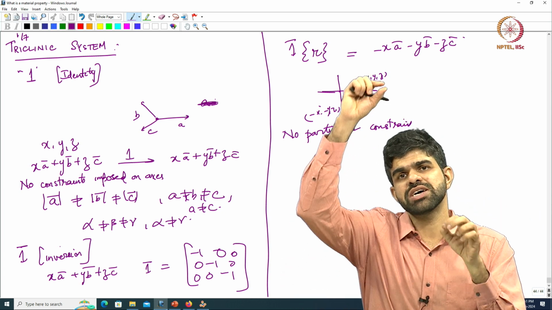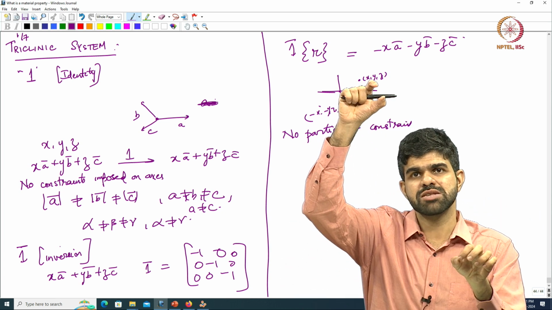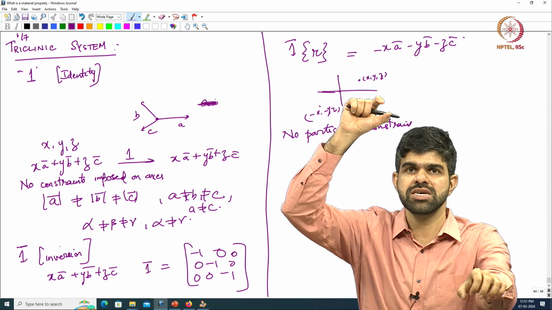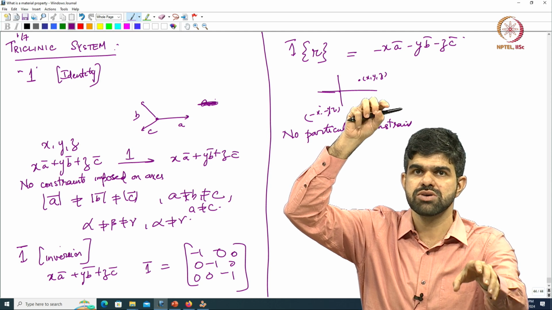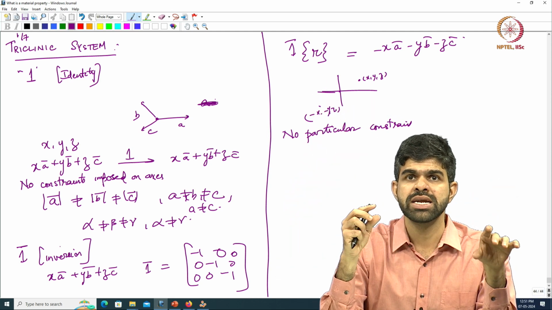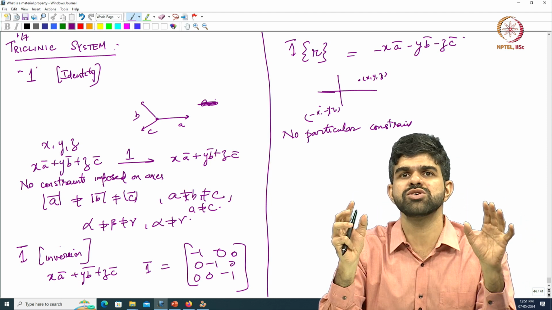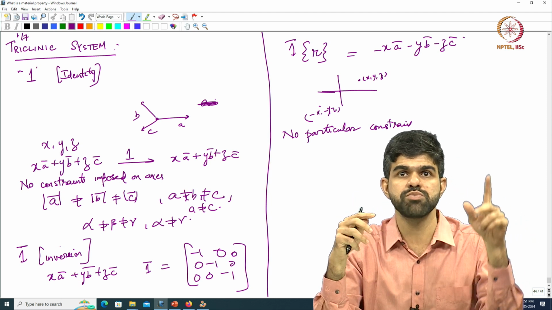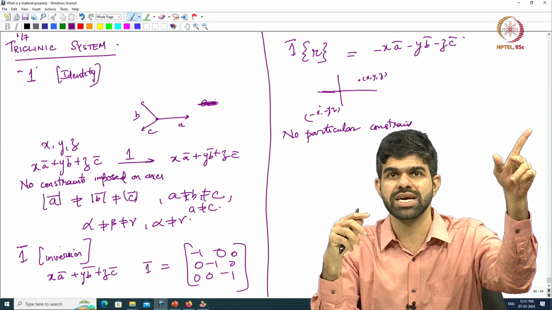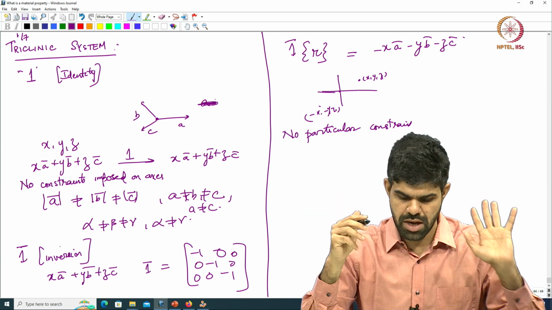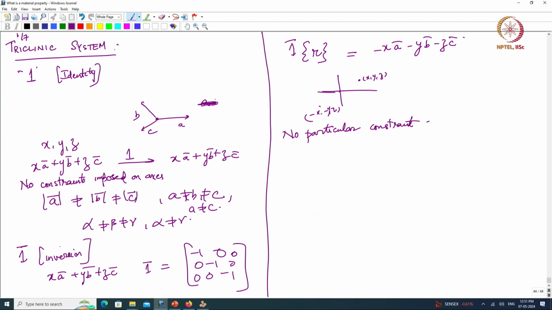It is just if I have an entity at minus x minus y minus z, I should have the same entity at x y z. So this is inversion, and having only that as the operation in my crystal system is going to impose no constraints on the axis. So my axis can be arbitrary, with no particular constraint on the axis of the crystal system.